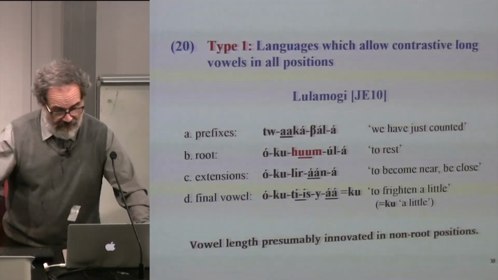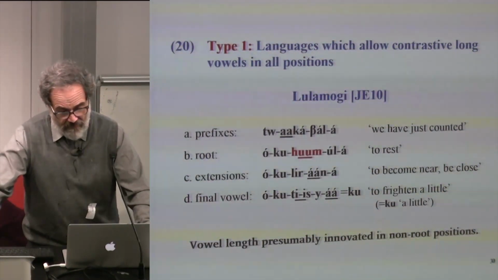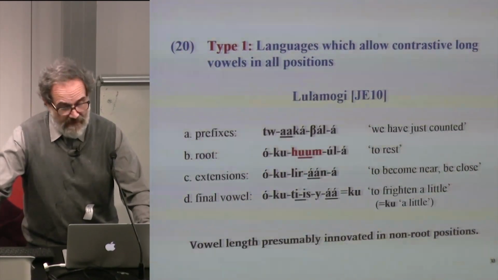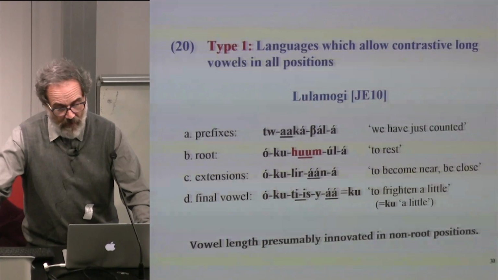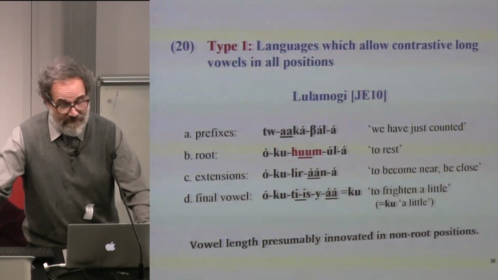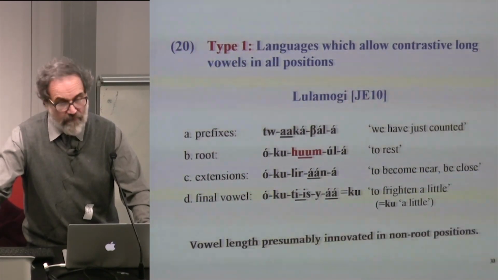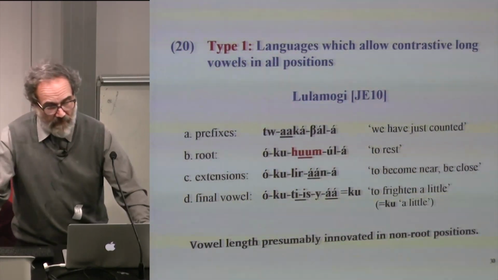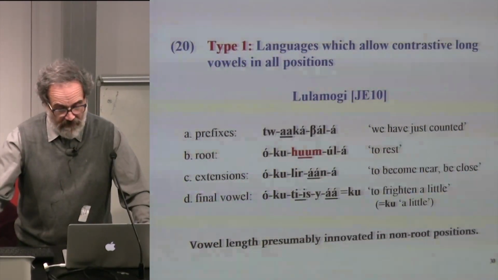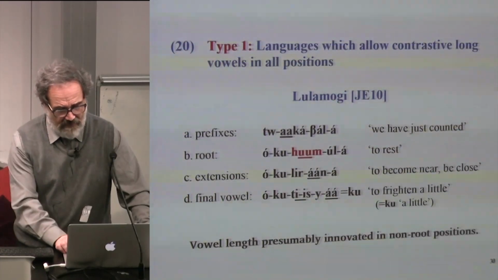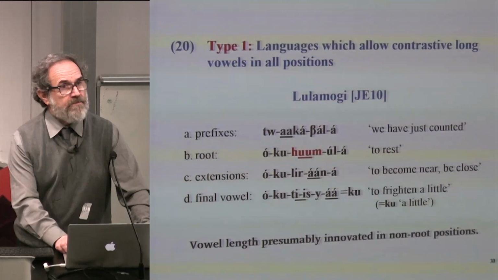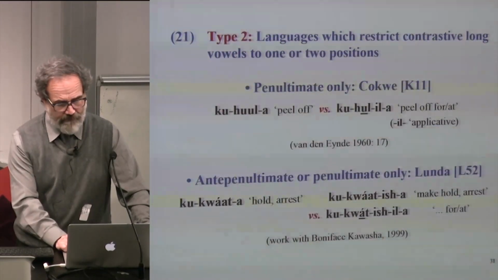And then the final vowel, you can see in to frighten is actually to make fear. So ti is to fear. And the combination of is plus the y is the causative. The y is underlyingly an i. There's a vowel there. So the is-i-a gives you is-ya, again, with gliding and compensatory lengthening. And the ku there is a proclitic, an enclitic, just meaning a little there. So all these non-root position long vowels have been innovated.